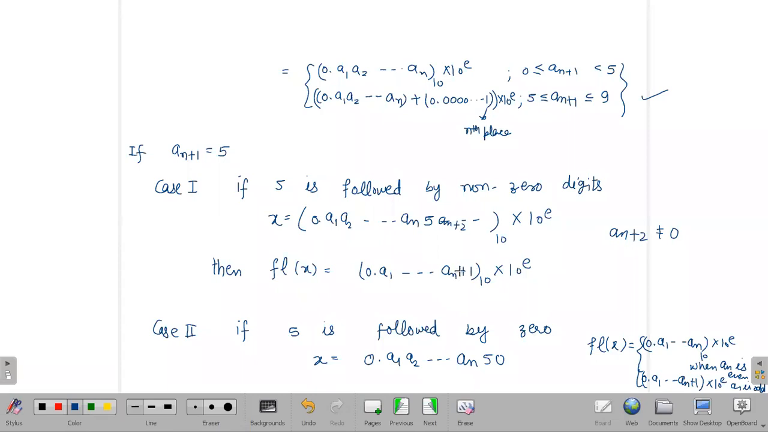Okay ma'am. Here also you will add 1 if an is odd and 5 is followed by 0, but here you will take as it is. But there is one case: if an plus 1 is equal to 5 and 5 is followed by 0 and an is even also, then you will take as it is. Otherwise you have to add 1 to the number an. Okay, so this is the definition of rounding and chopping.